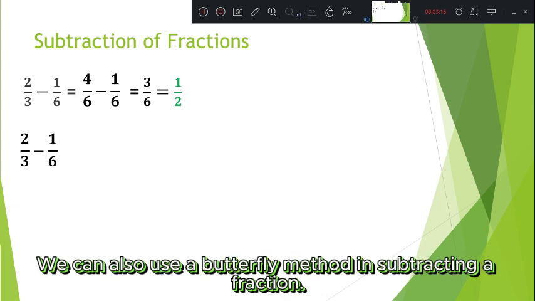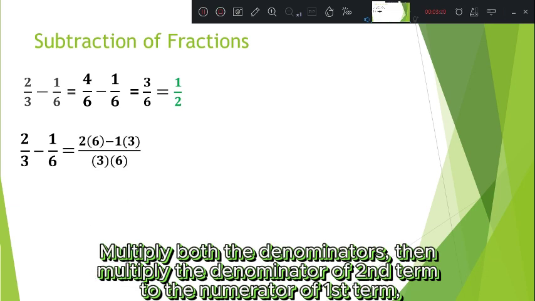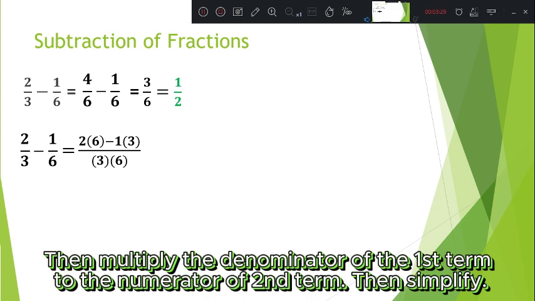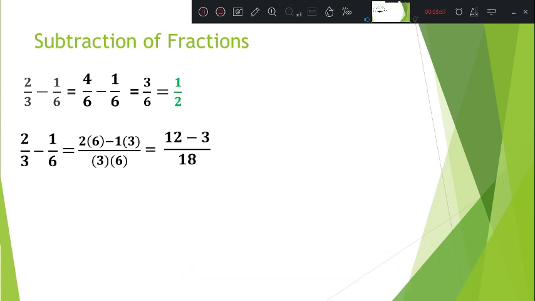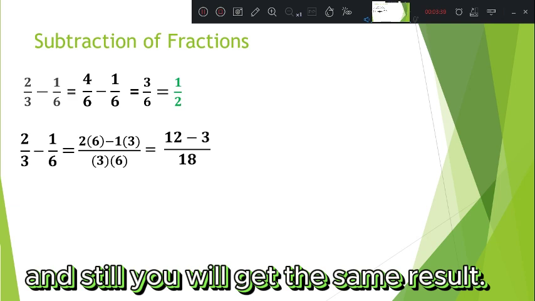We can also use the butterfly method in subtracting a fraction. Multiply both the denominators, then multiply the denominator of the second term to the numerator of the first term. Then multiply the denominator of the first term to the numerator of the second term, then simplify. And still you will get the same result.